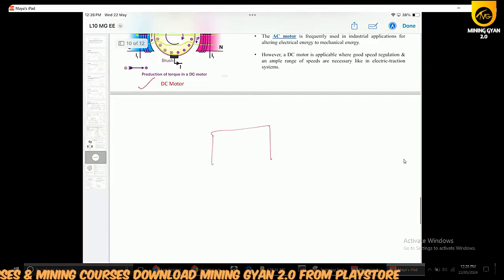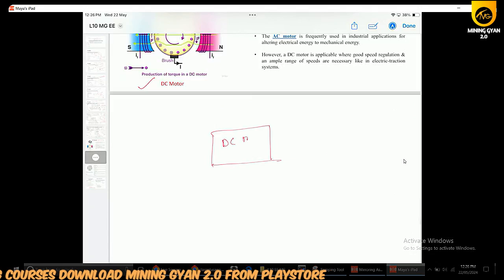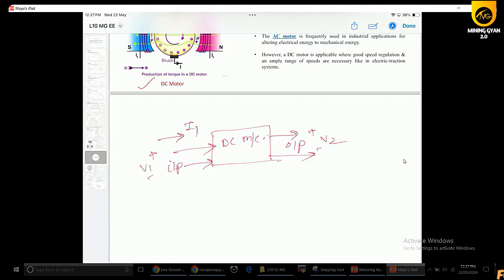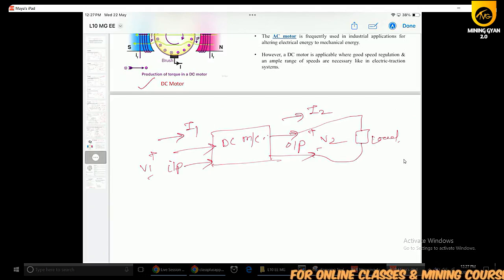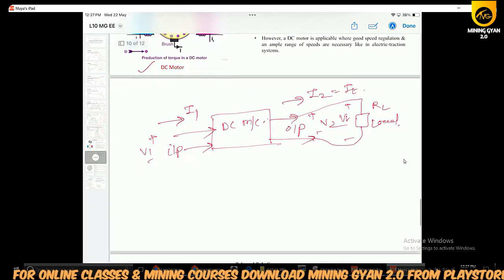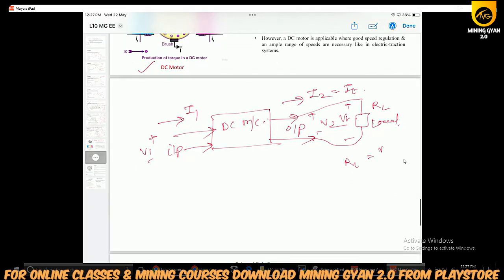Let us say this is the DC machine. This is input and this is the output. What will be the input? Plus minus V1, and the output will be plus minus V2. Input current is I1 and output current is I2. From here you will connect your DC load. Obviously the DC load will be resistive type only, RL. So you will get the terminal voltage as V2 and the terminal current as I2 only. RL will be the ratio of V2 by I2.